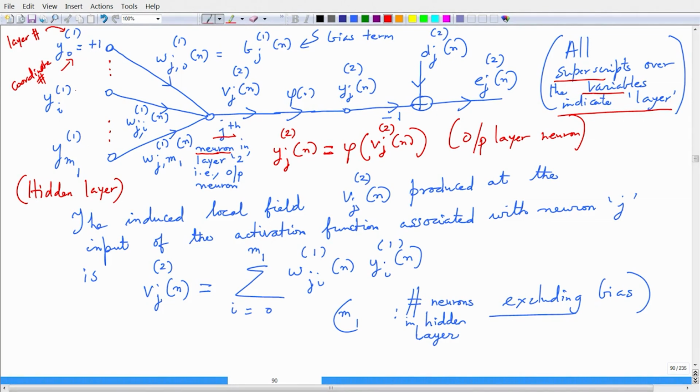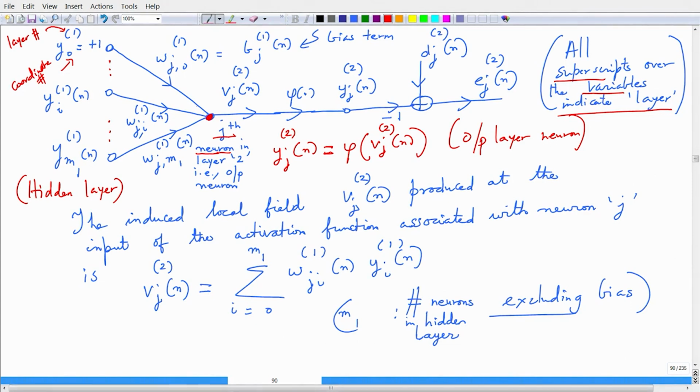So if you want, you can put an n for these signals, also indicating it is at time n, but for a bias it does not change with time. So therefore it is fixed to be plus 1, it is hardwired to be plus 1. Now this is the jth neuron. I will shade this in red if you want to make this clear. So this is our jth neuron.